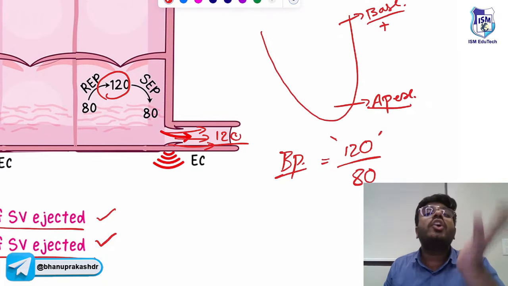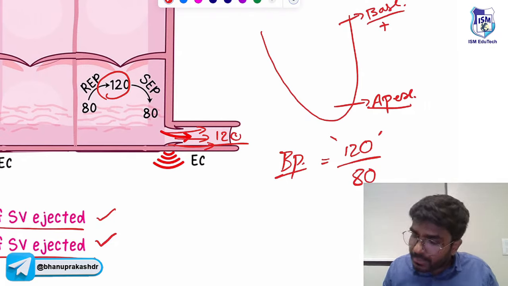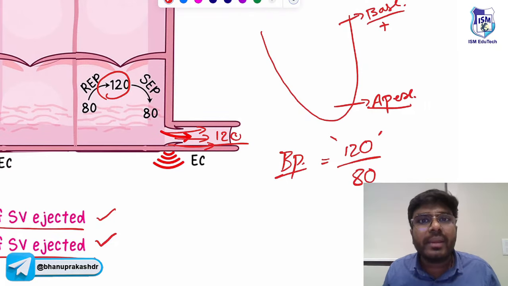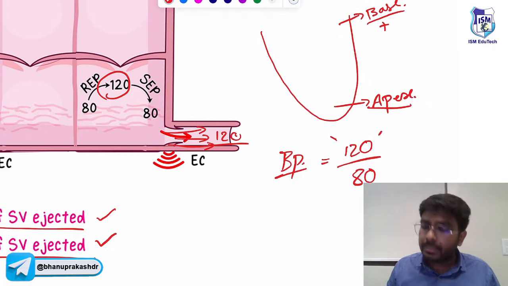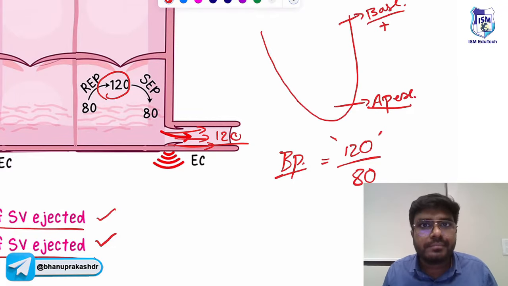When the heart is not contracting, that is diastole. During diastole, what is the BP? 80. So, that's why 120 by 80. Our BP is 120 by 80 because during systole the blood pressure is 120, and during diastole the blood pressure in the aorta is 80.